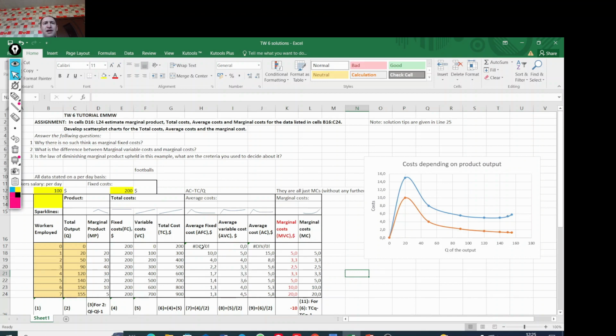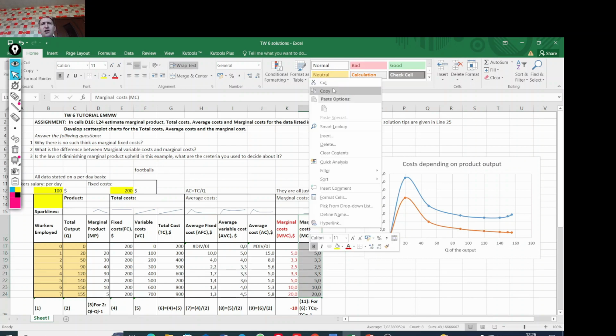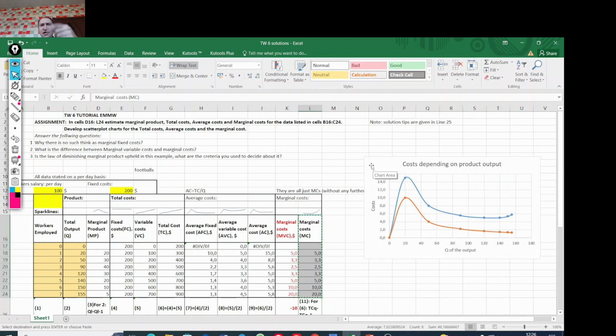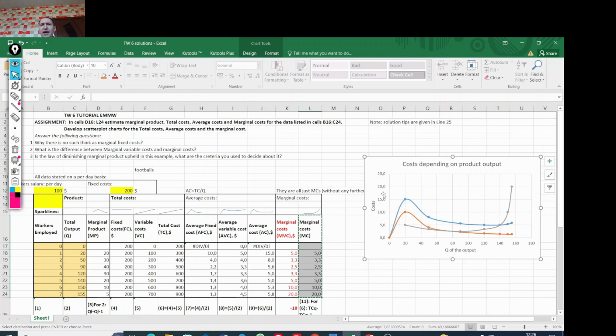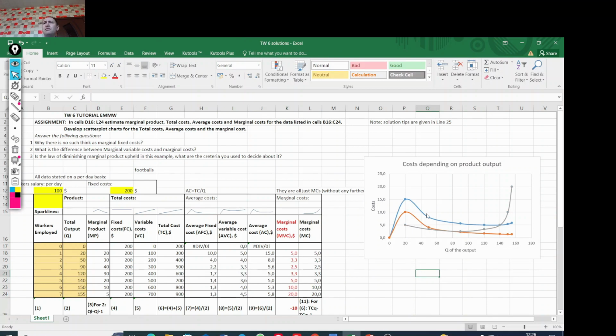I also want to add my marginal cost, including its name. Again, select with the mouse, right click and copy, go to the chart plane, select the blank space and paste, right? So the gray line, the marginal cost line, is now added. And now we have three curves on the plane associating cost and the Q of the output.